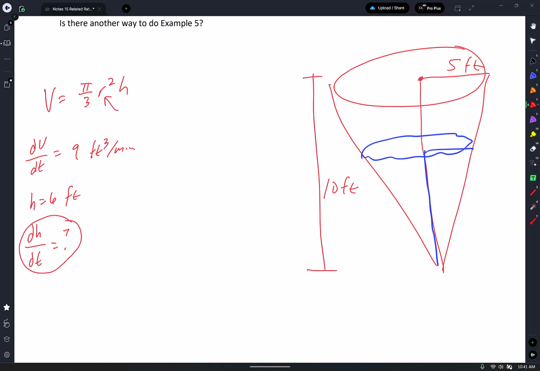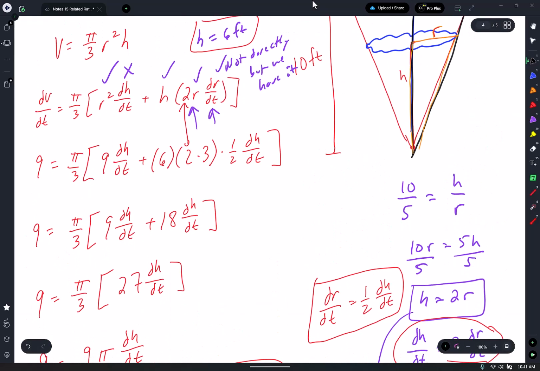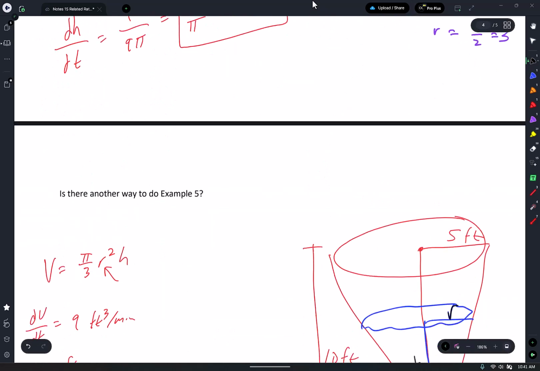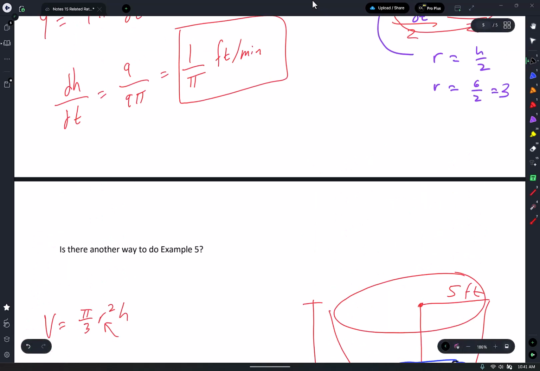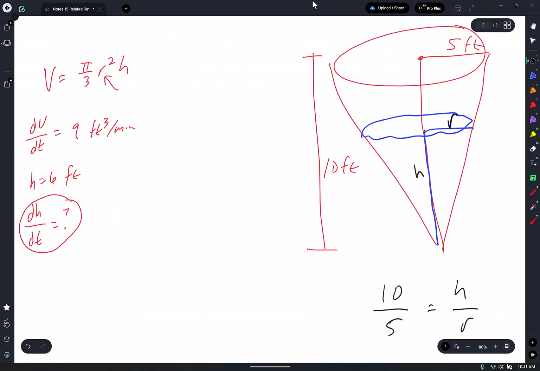We could have replaced that r with h by doing similar triangles over here. Remember this, so this is r and this is h. And remember we did similar triangles earlier. We got this relationship right here. So we could have said, 10 is to 5 as h is to r. I hope I did that up there. Yep. That's the same relationship.